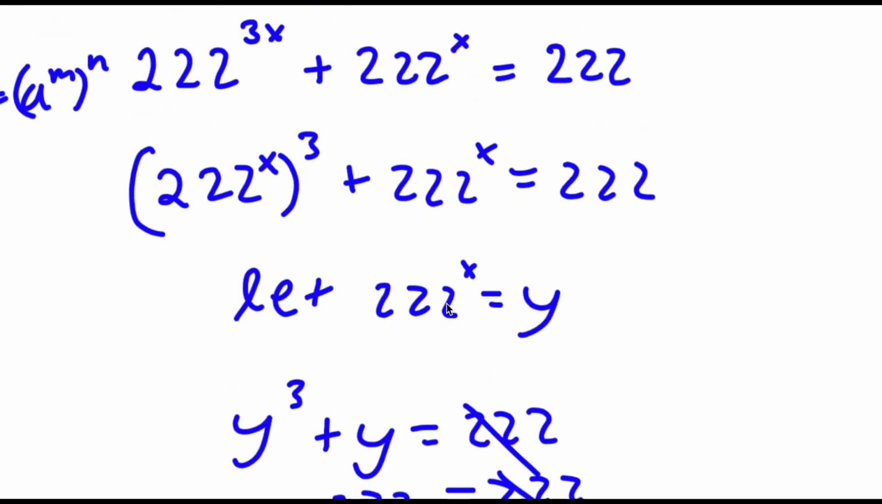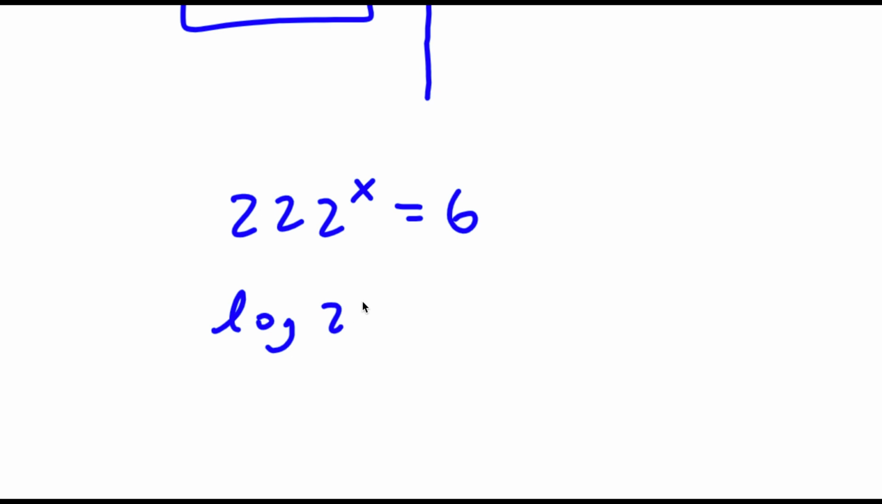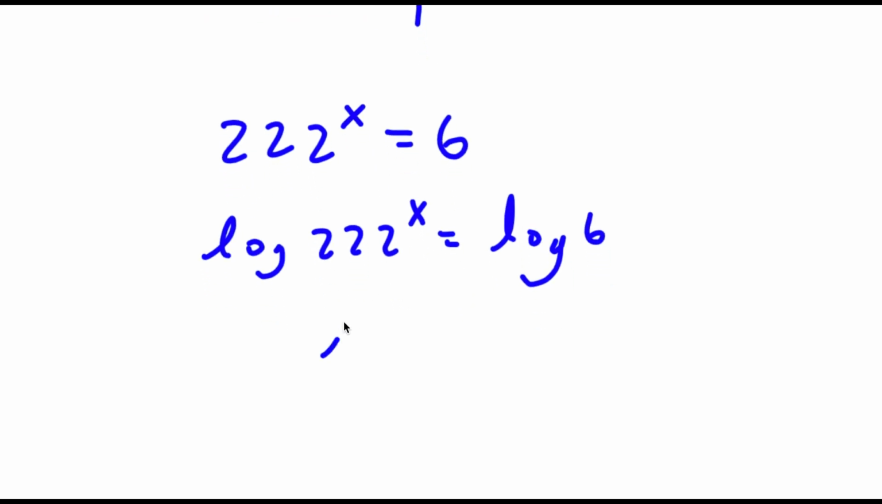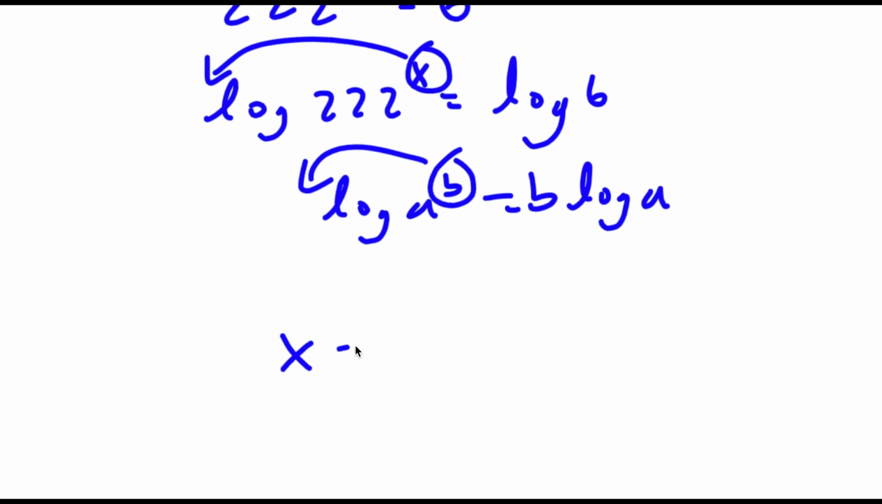And remember how we let 222 to the power of x equal y. This means that 222 to the power of x is equal to 6. If I take the log on both sides, if I have something in the form log a to the power of b, I can move b to the front, so it's going to equal b times log a. So I can move x to the front here, and I get x is equal to log 6 over log 222.